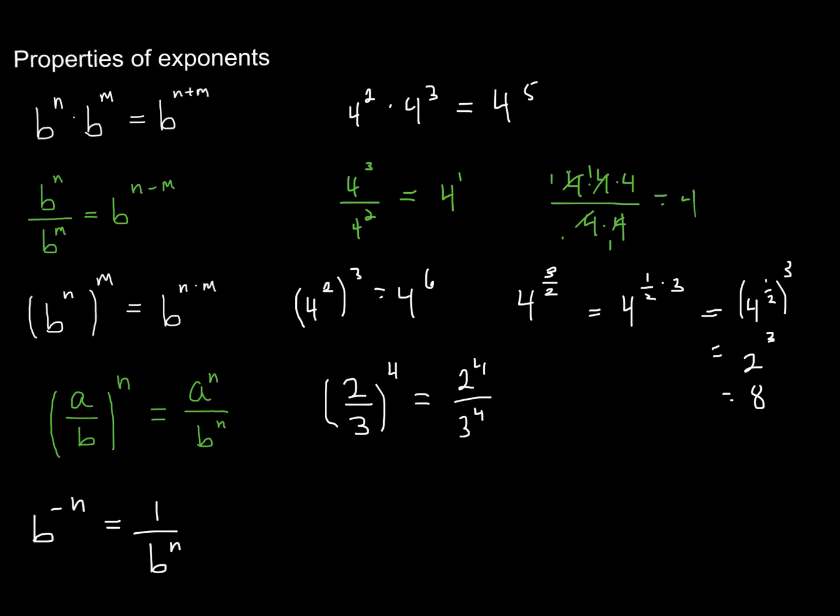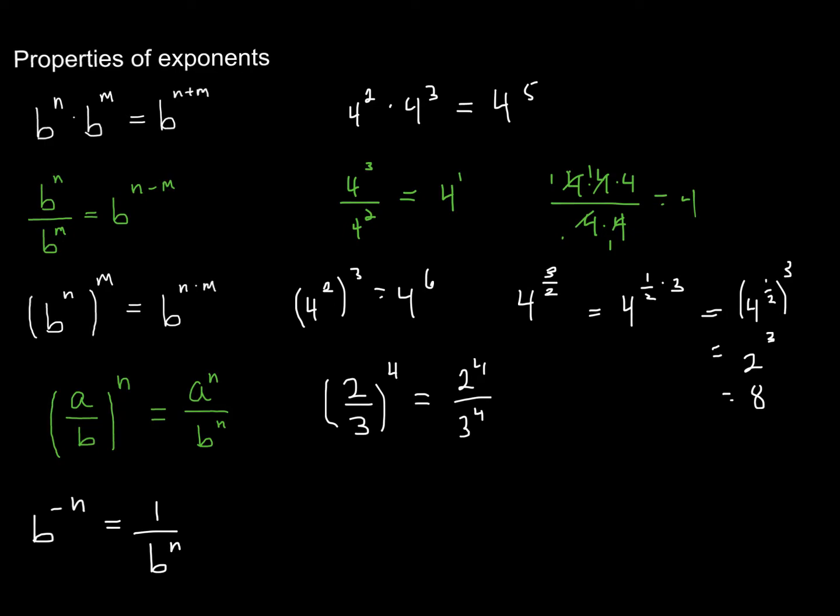And when you're multiplying fractions, you multiply the numerators and multiply the denominators. So you'd have 2 times 2 times 2 times 2, 2 to the 4th, over 3 times 3 times 3 times 3, 3 to the 4th. And that can help you simplify because you can compute 2 to the 4th and 3 to the 4th. Or you can go the other way.